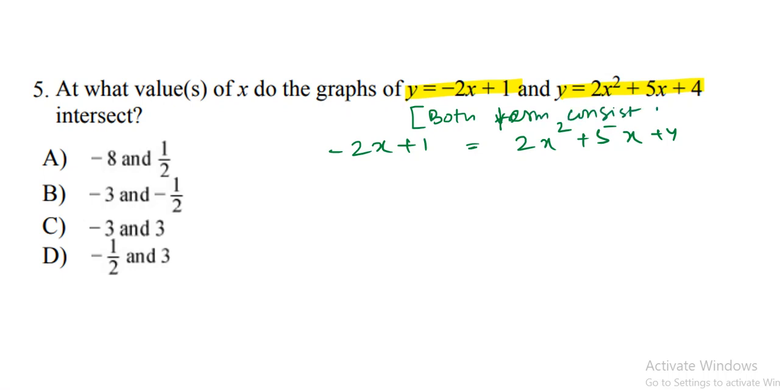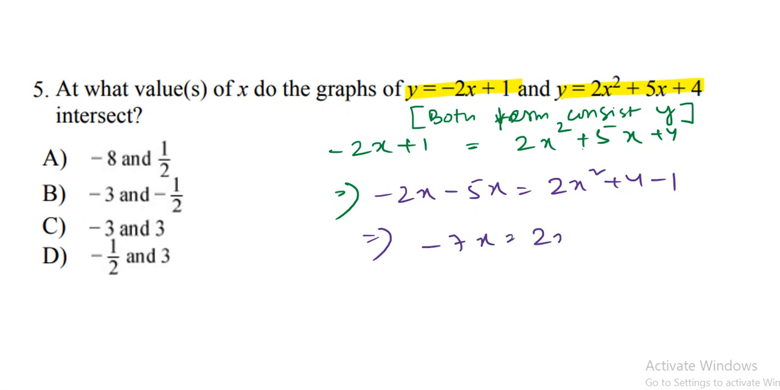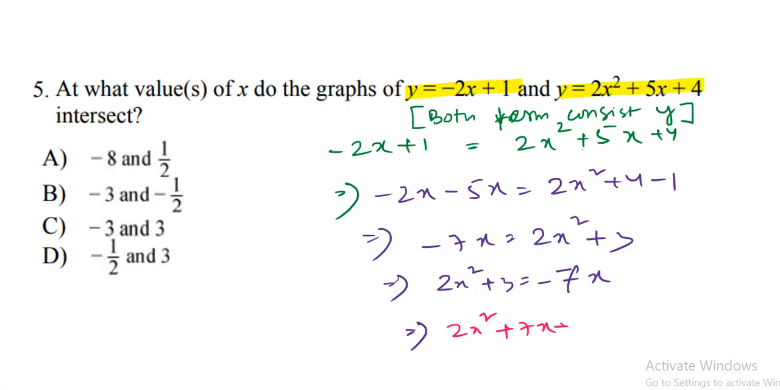Minus 2x minus 5x, that is 2x squared plus 4 minus 1. This one will be interchanged to this side, and this 5x will be interchanged to this side. So what will be the answer here? Minus 7x equals 2x squared plus 3. How to solve? By transposition, 2x squared plus 3 equals minus 7x, and 2x squared plus 7x plus 3 equals 0.